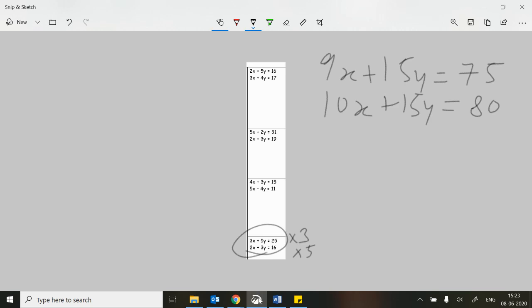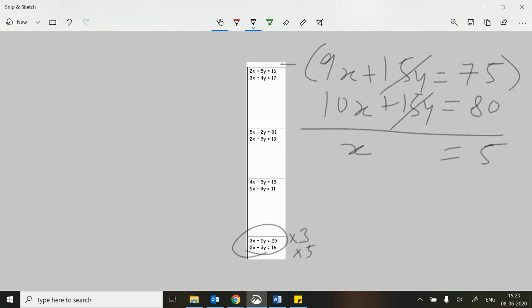Okay, in this case, I'm going to take away my line which got the smaller numbers in from the line which has the bigger numbers in. You can see they're both plus 15y there. So because they're both plus, we're going to do take away. 9x away from 10x is x. 75 away from 80 is 5. And this is going to cancel with this one here.